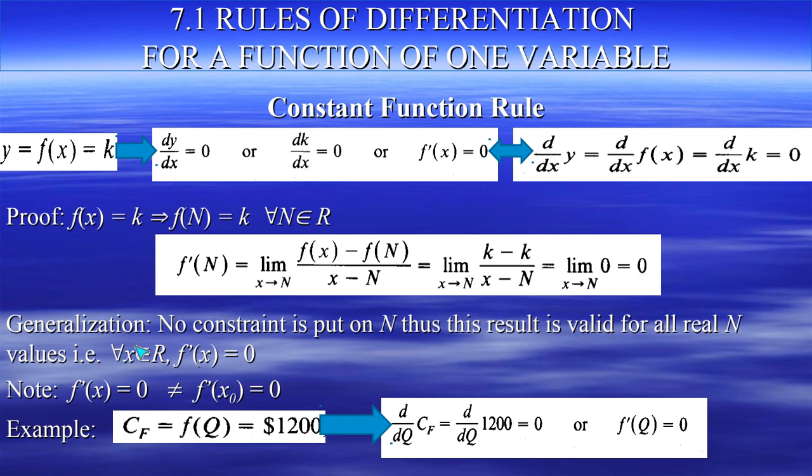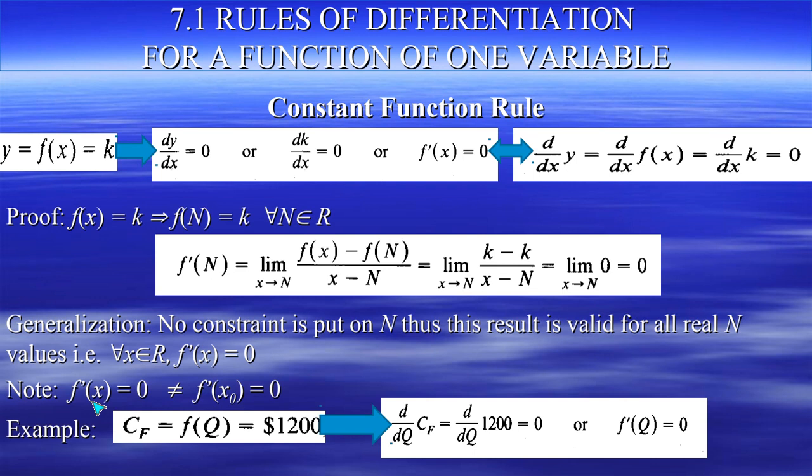And we have to generalize this as well. In our book, the authors are a little bit sloppy in generalizing the result, but we have to generalize it to all x's, all real x's. So, the generalization goes like this: no constraint is put on n. Thus, this result is valid for all real n values. That's to say, for all x belonging to R, f prime of x is equal to 0. The derivative is equal to 0.